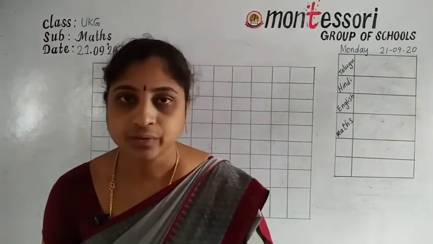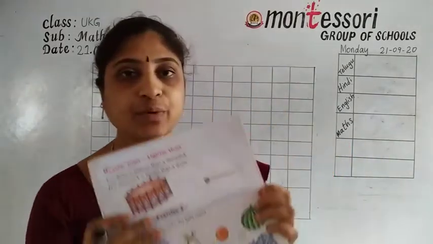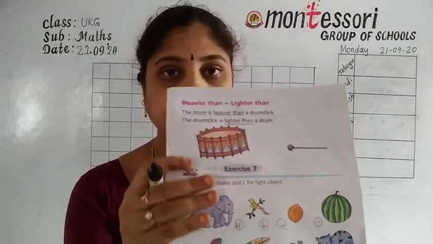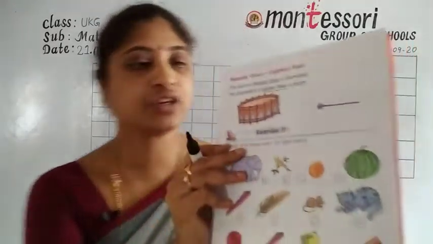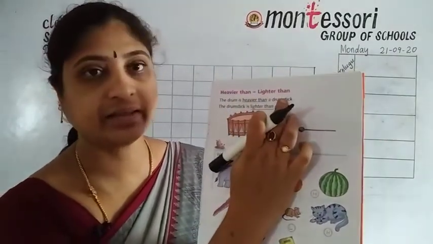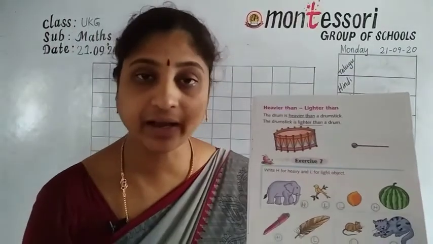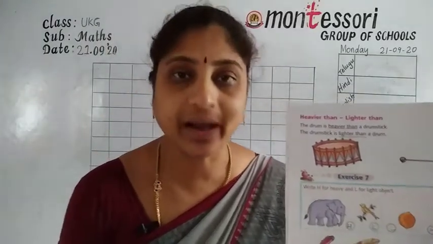Okay, now open your textbooks. In textbook page number 11, what is the topic? Heavier than and lighter than. Heavier than means weight ఎక్కువగా ఉంటేనేమో heavier than, weight తక్కువగా ఉంటేనేమో lighter than.